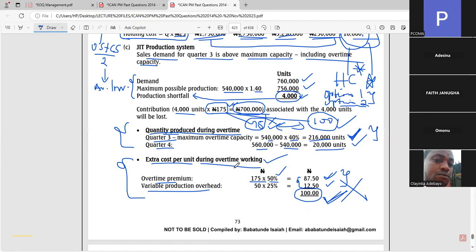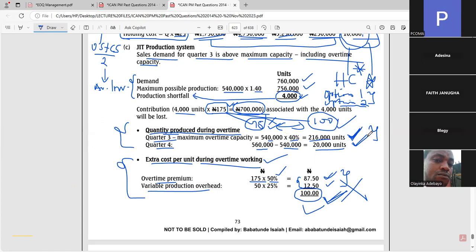Just in time says that you're going to work overtime. Working overtime simply means that you are going to spend extra money, and that extra money is going to lead to you producing extra quantity. So the extra money is what I have calculated here as 100, and the extra quantity is what I have calculated here. Quarter 3 is 216, and quarter 4 is 20. Am I making sense now? Good. Yes, sir.